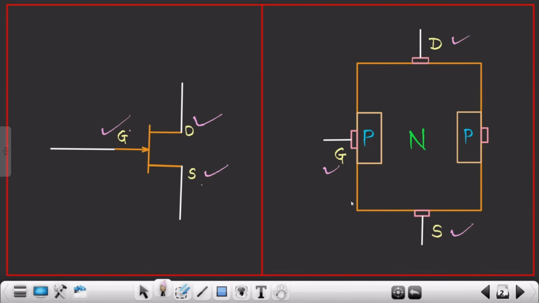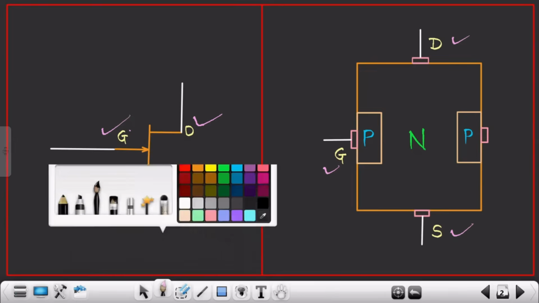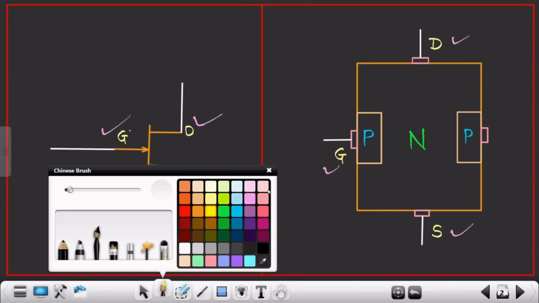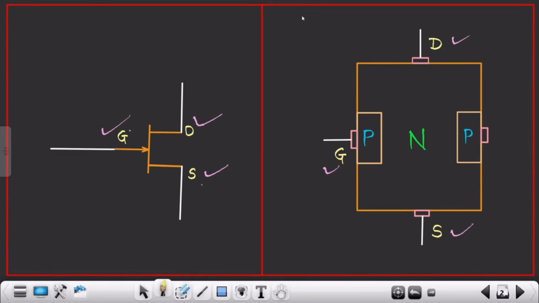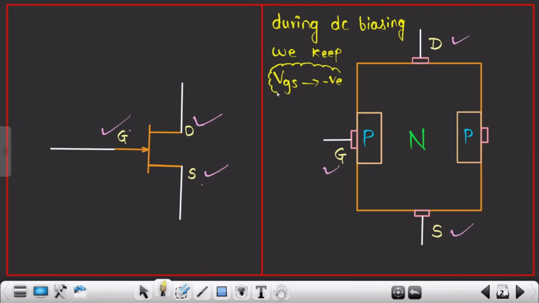And how are we able to achieve this? Due to DC biasing. So let me write over here, during DC biasing, we keep VGS negative. This we had already seen, right? During DC analysis, we keep VGS negative, and with the help of the superposition theorem, whenever you are dealing with AC analysis, we ground the DC sources.